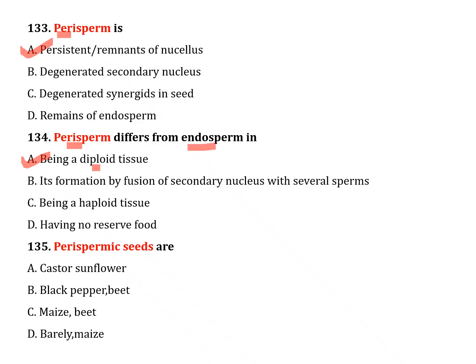The next question, number 135. Perispermic seeds are option A castor, sunflower, option B black pepper, beet, option C maize, beet, option D barley, maize. Correct answer is option B black pepper, beet.